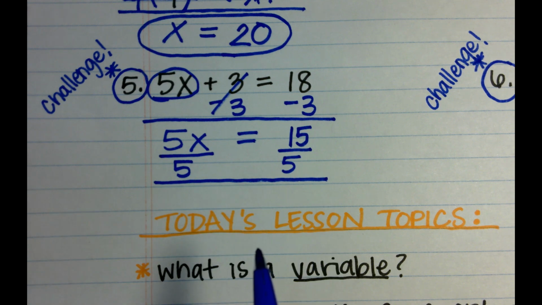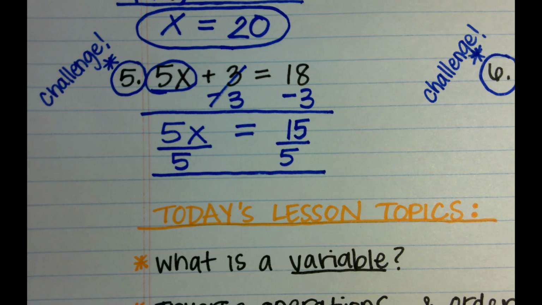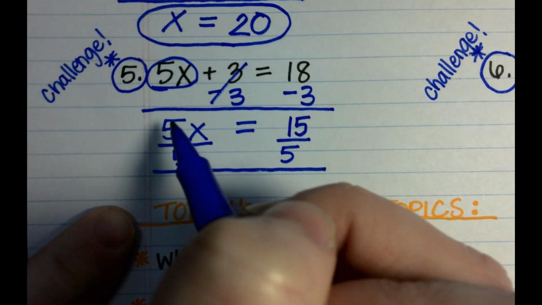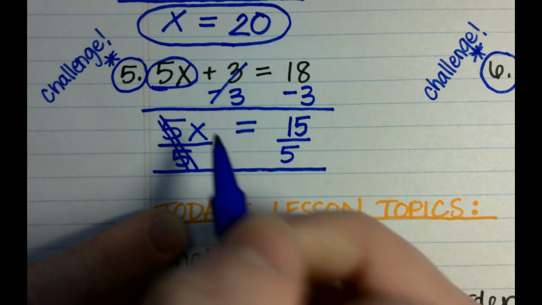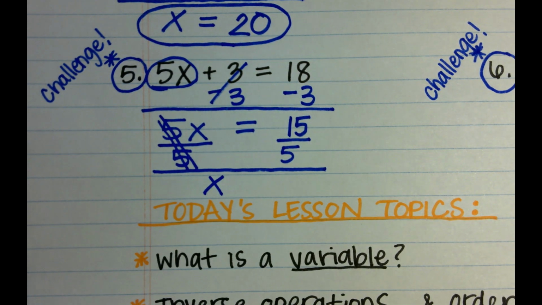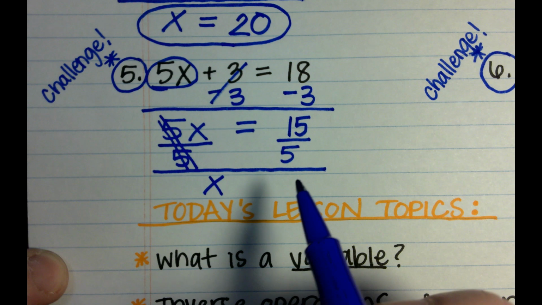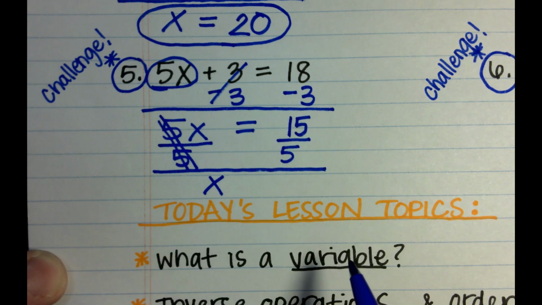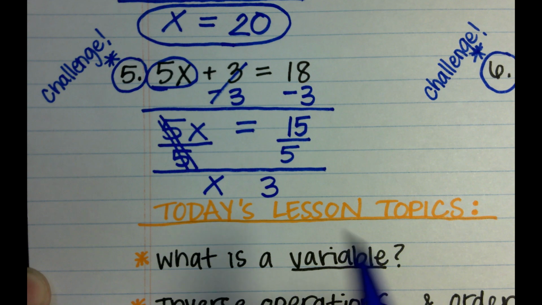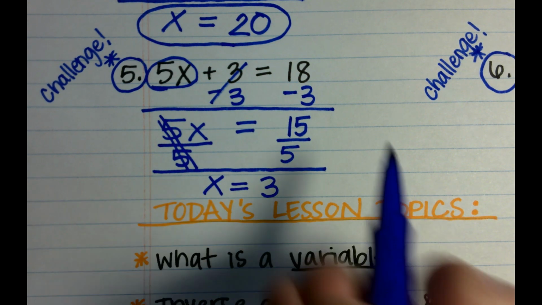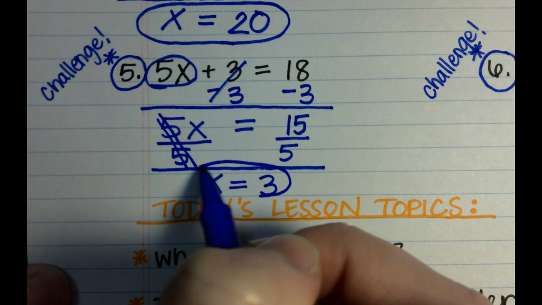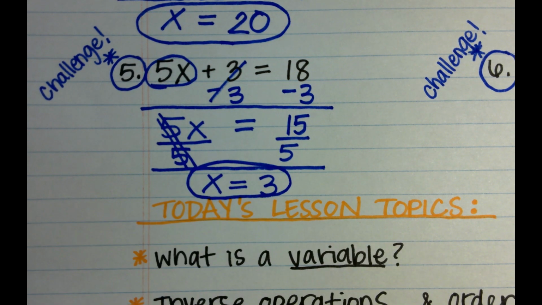Everybody understand up to this point? Any questions? Cool. So from here, what happens? 5x just turns into an x. Yes, my 5's cancel. Now I just have x. 15 divided by 5 is 3. What am I missing? The equal sign. That is so important. If you don't put that on there, you're not writing something that's real. x is equal to 3. Beautiful.